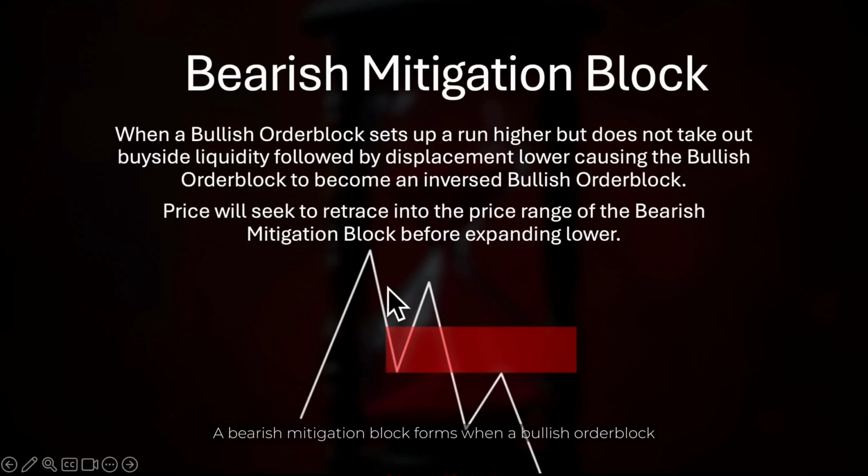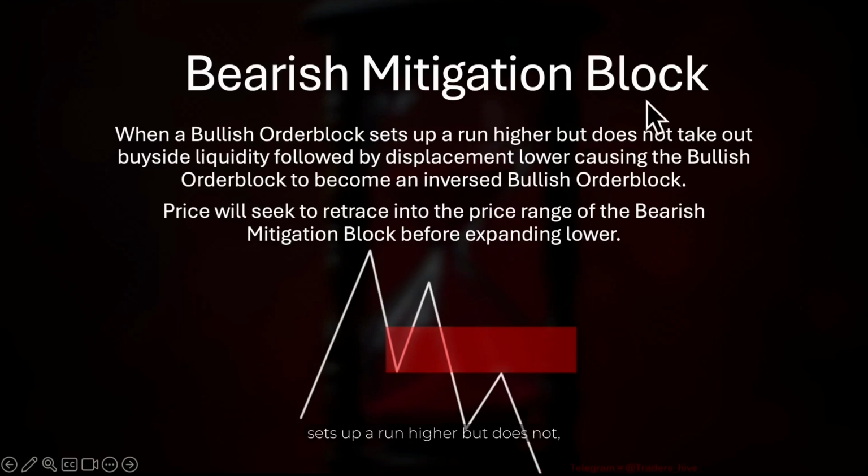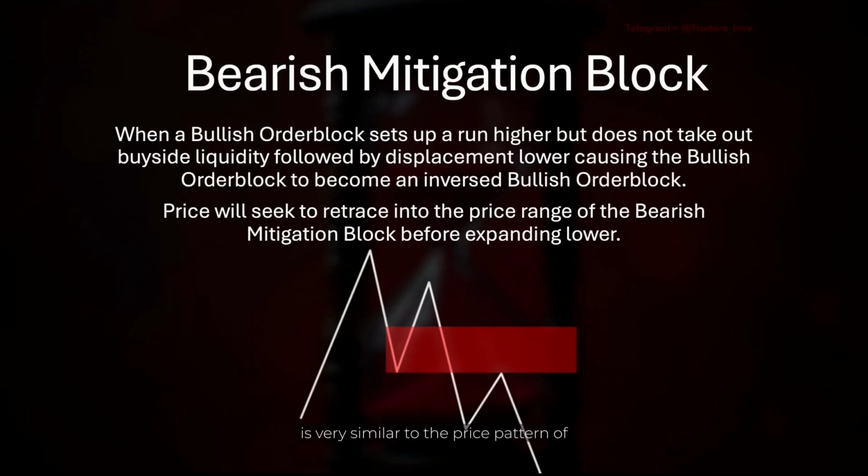A bearish mitigation block forms when a bullish order block sets up a run higher but does not, pay attention to the word does not, take out buy side liquidity, followed by a displacement lower, causing the bullish order block to become an inverse bullish order block. Price will seek to retrace into the price range of the bearish mitigation block before expanding lower. The price pattern of a bearish mitigation block is very similar to the price pattern of that bearish breaker.